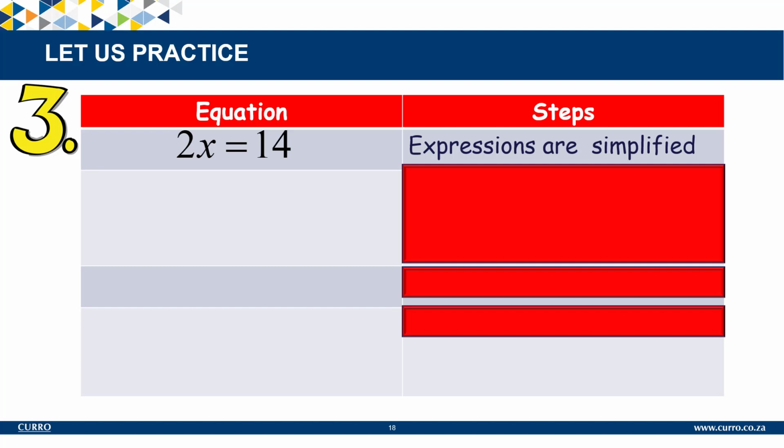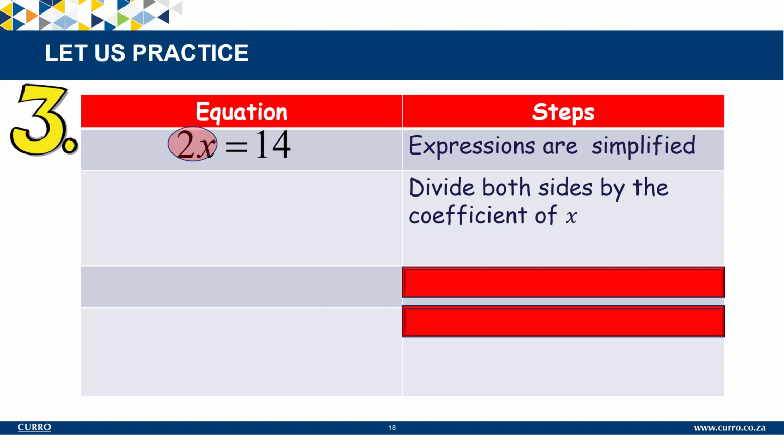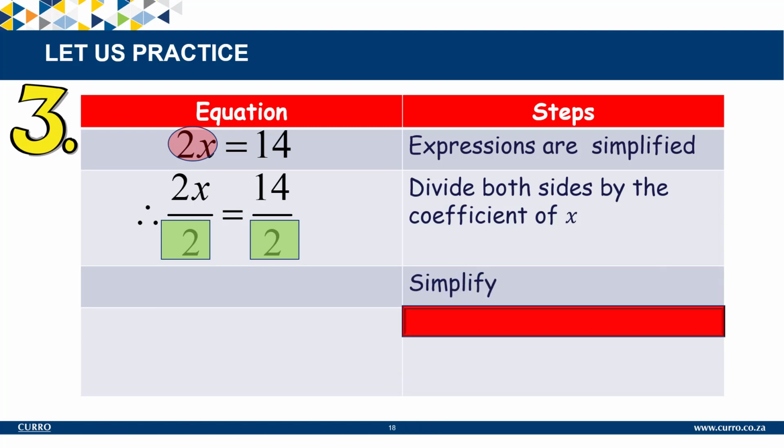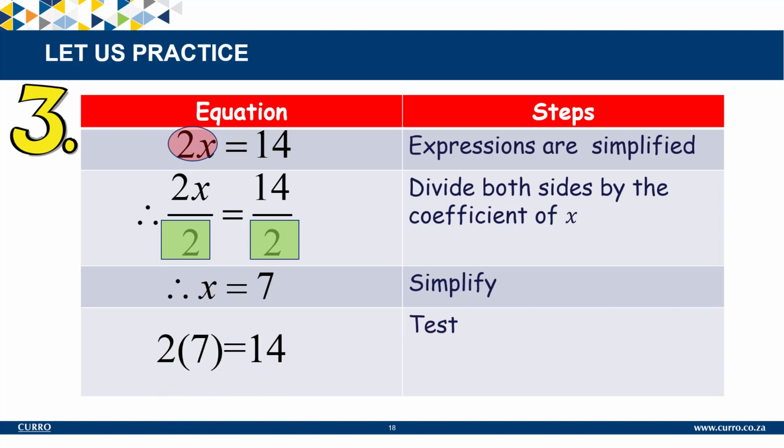So here we have an equation, 2x is 14. Note, the expressions are simplified, and the 2x is just one term. It's not 2 plus x, so we cannot use additive inverses. We have to use multiplicative inverses. So what is the multiplicative inverse of 2? It would be a half. So we can multiply both sides by a half, or we can divide by 2, because to multiply by a half is the same as to divide by 2. So we divide both sides by 2, and then we simplify. That will give us x is equal to 7. Let's test that. 2 times 7 is 14.